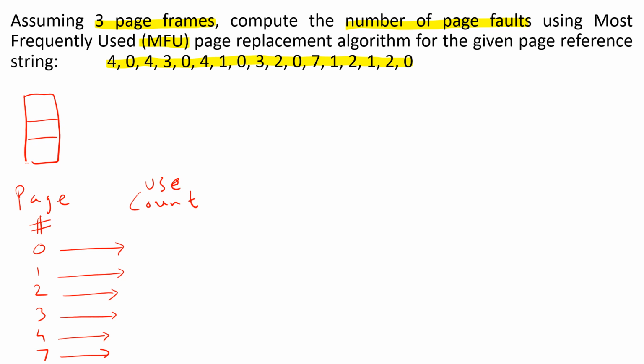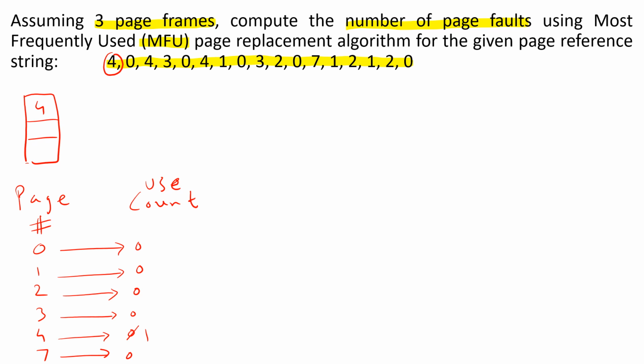So the idea is very simple. What you need is page 4, you take it into main memory. There is a page fault, you take that page into main memory. The page is used. So earlier the use count for all of the pages was 0, but now the use count for 4 will be 1.